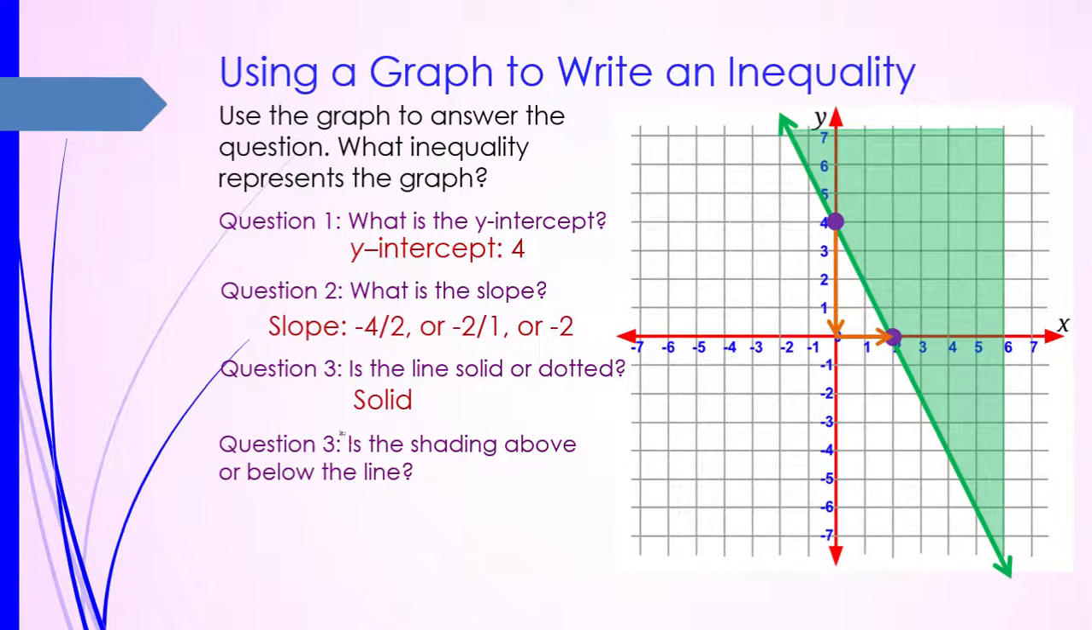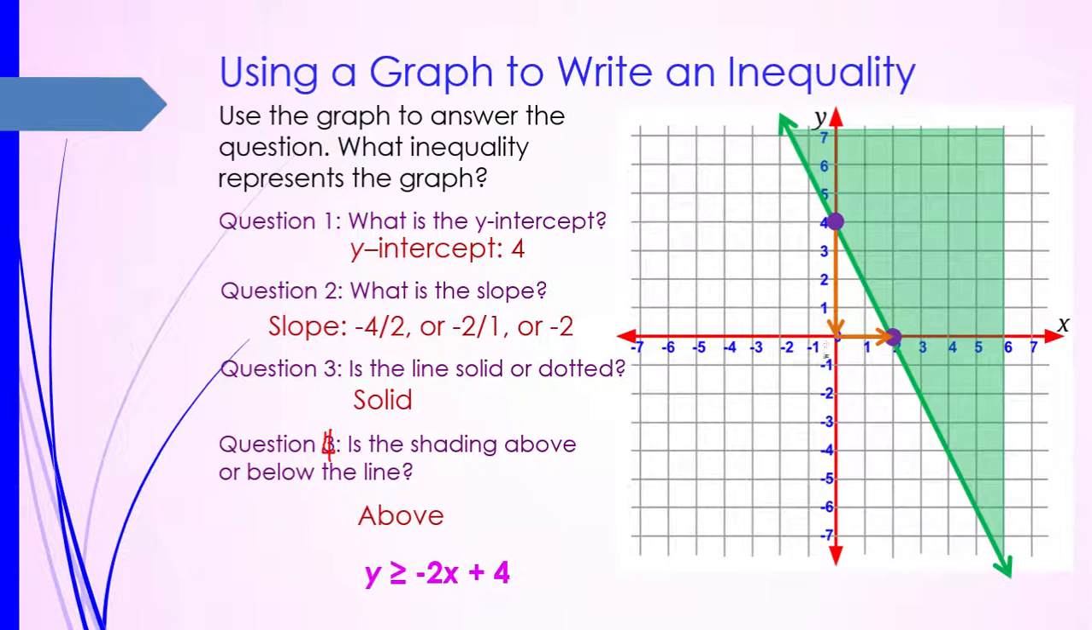Last question, is the shading above or below the line? Well, it is above the line. That means we're going to use a greater than symbol. So to write the inequality, it is y is greater than or equal to, that's from the solid line, negative 2x, which was the slope, negative 2, plus 4, which is the y-intercept.